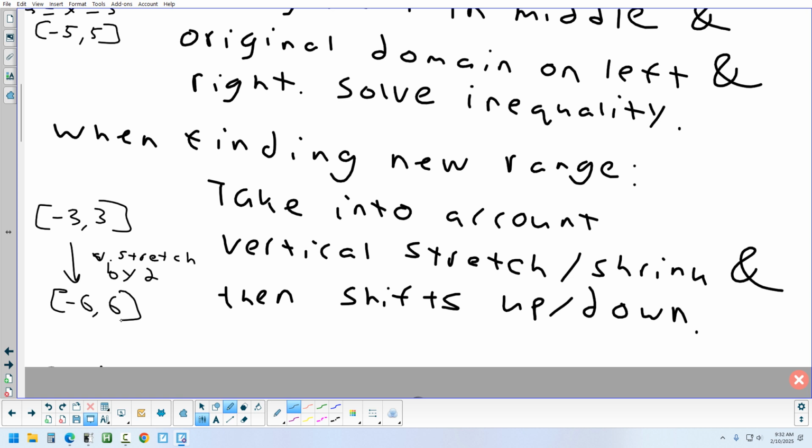Okay. So we can handle that in a more direct kind of way. We stretched it by 2, we multiply by 2. We don't do the opposite.